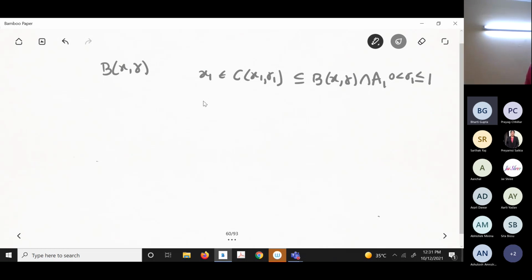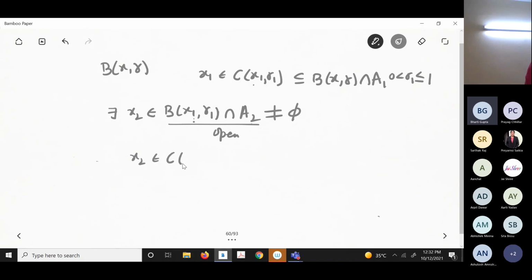Now look here, what I did in the first step, I am going to repeat it. But here you take this thing, B(x1, r1). This is the closed one, so this is contained in this. Now remember that each A_n is dense. So again this will be non-empty. So there exists x2 belonging to this. Since x2 belongs to this, and this is also open, because this is open and this is open, I will get another r2 such that I will have C(x2, r2).